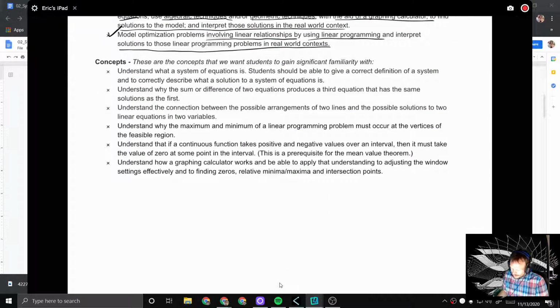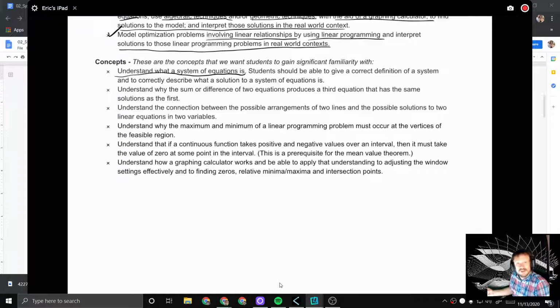Moving on to concepts. These are the concepts that we want students to gain significant familiarity with. Understand what a system of equations is. Students should be able to give a correct definition of a system and understand why the sum or difference of two equations produces a third equation that has the same solutions as the first. Understand what a system of equations is.